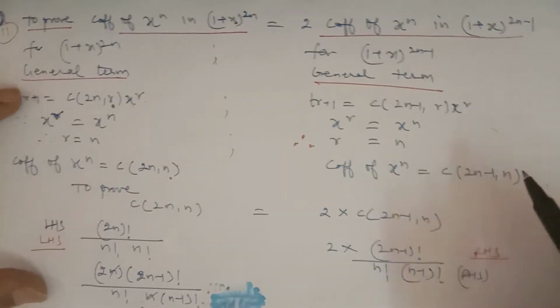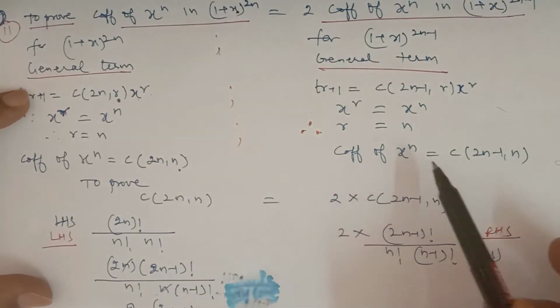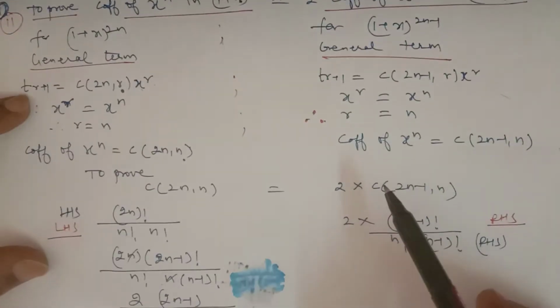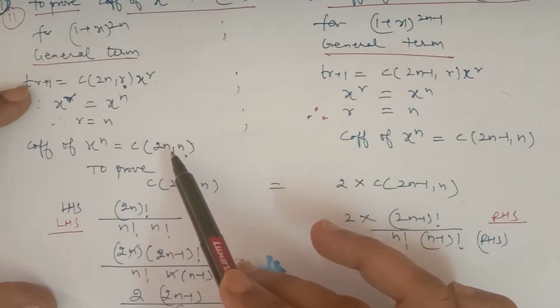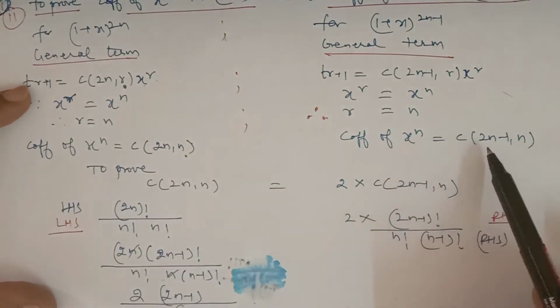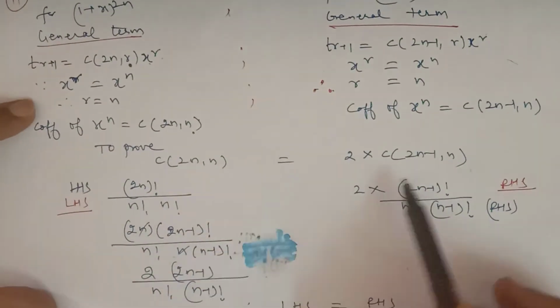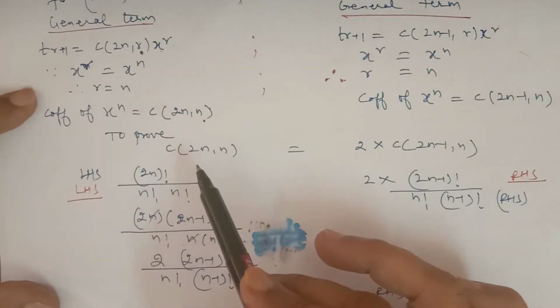Now what do you have to prove? You have to prove that this coefficient is twice of this coefficient. You have to prove this. Read the question carefully. You have to prove that this coefficient is equal to twice of the coefficient of x to the power n in the binomial expansion of this. You have to prove that these two are equal. So simply prove them equal.